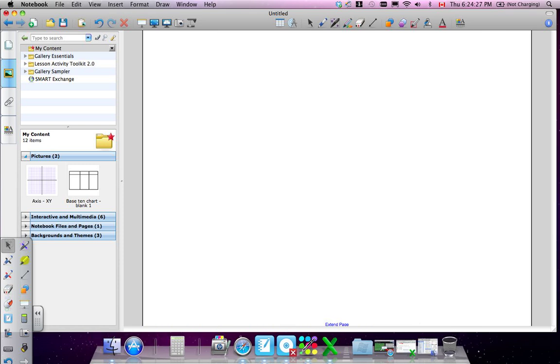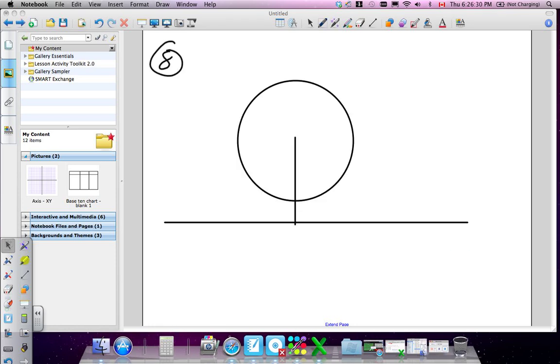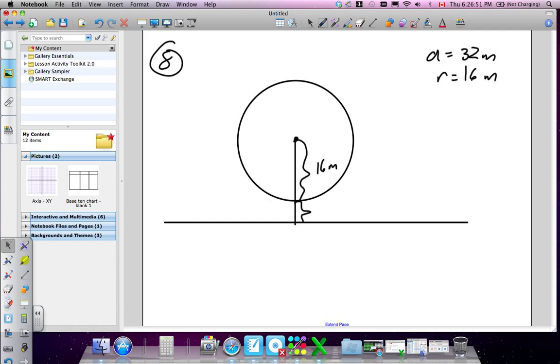Okay, question 8, they're talking about a Ferris wheel. They said the diameter of the wheel was 32 meters, and you figured out the radius was 16. Okay, so that means from the center, assume that's the center, I know I didn't draw it perfect, to here, 16 meters. And it said it was 18 meters above the ground. So how high above the ground is this wheel at its lowest point? 2. Yes, at its lowest point, it's 2 meters above the ground. How high is this wheel at its highest point? 34. Yeah, that's right. This is 34 meters above the ground.